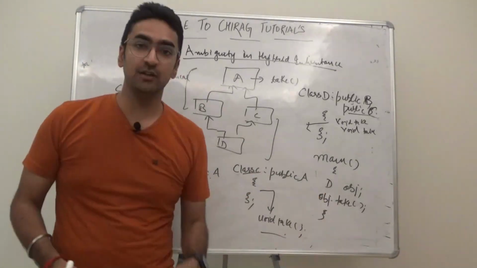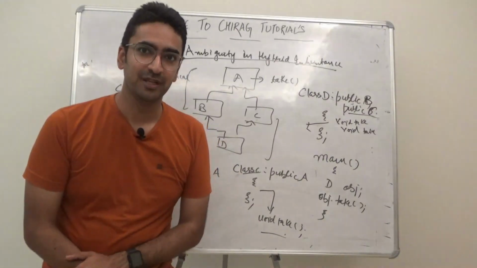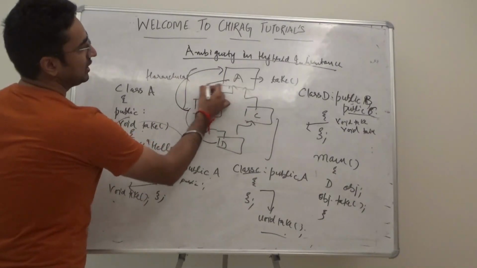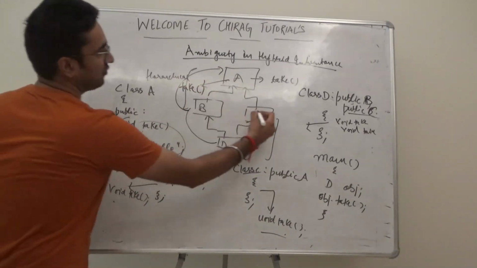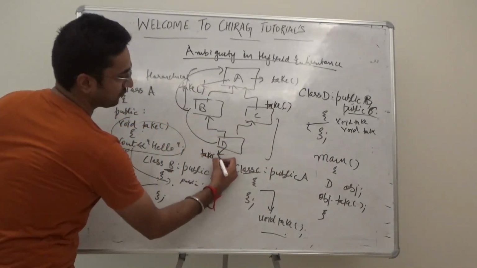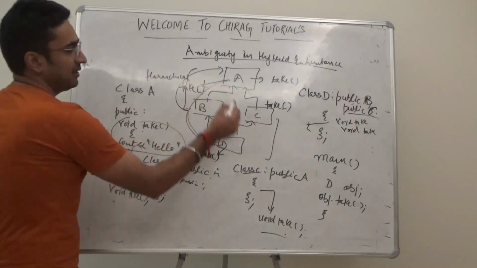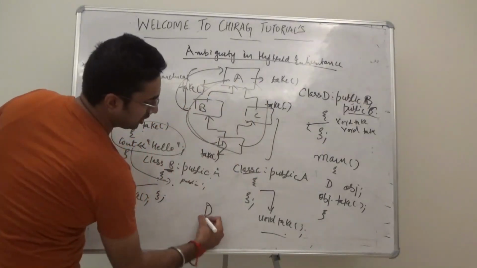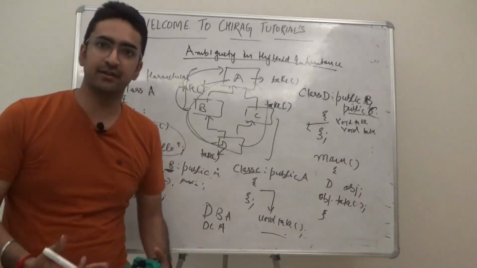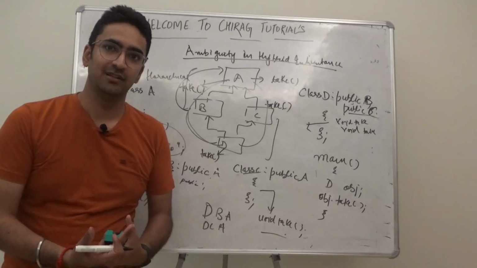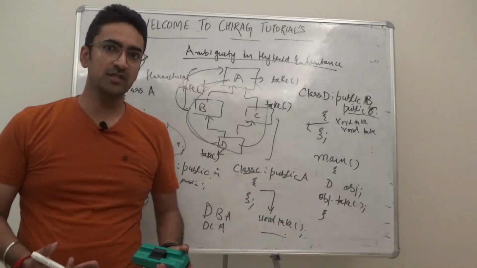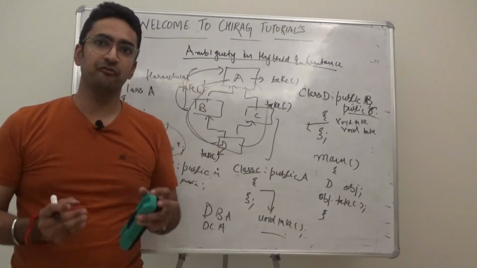And I'm writing obj.take, so which take function will get called? There is one path, D is inheriting from B, B is inheriting from A, so this take function goes over here, and this take function goes over here. D has two take functions from different paths, DBA or DCA. So there are two paths, DBA and DCA. Which path is correct? Which path is getting called? That's a confusion. So to resolve this, we use the concept of the virtual keyword.